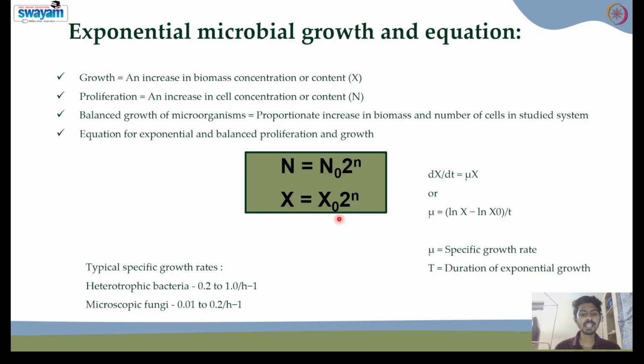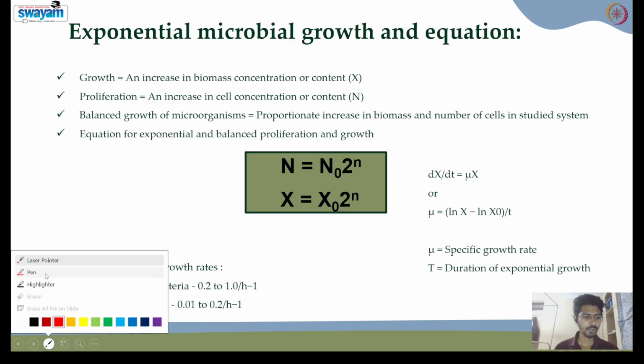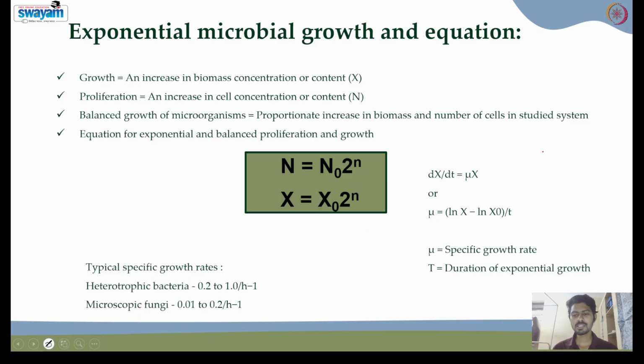Likewise, X is equal to X naught, in terms of cell concentration. How did we get this equation? So this is the change in the cell concentration with time, which we call dx by dt is equal to mu x. If you integrate this equation, we will obtain mu is equal to ln x minus ln x naught divided by t. And how it is derived, we will see. I'll try to write with this pen. If it is not proper, just tolerate me.